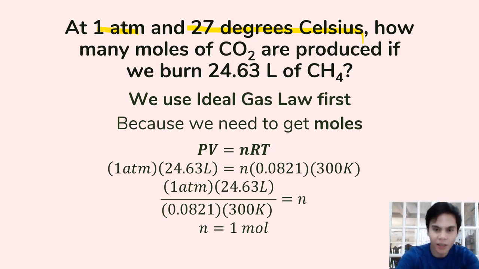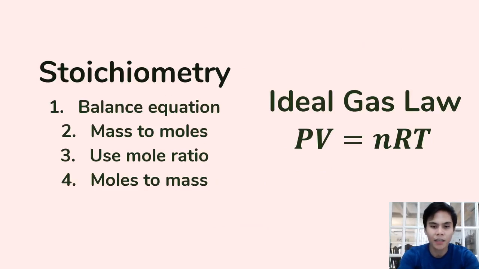moles of our CH4. Again, we need the number of moles of CH4 first. So if we use our ideal gas law formula, we get 1 mole of CH4. Again, we didn't need molar mass or anything to get the number of moles of CH4. We just needed the pressure, volume, and temperature, which were already given in the problem. So after ideal gas law, next we have to perform stoichiometry.